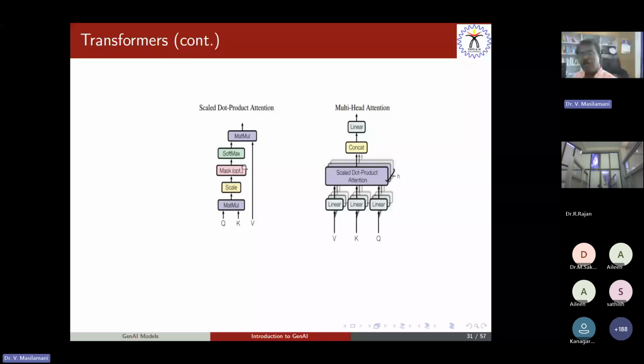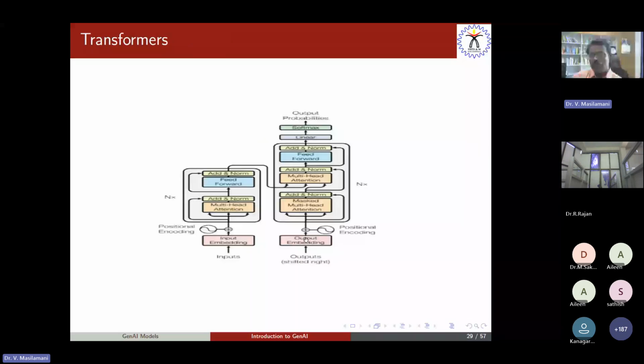What is multi-head attention? You replicate this many times. Each layer is one scaled dot product attention. So let us say H number of scaled dot product attentions are kept like this, and each will give one output vector. You concatenate the outputs of all of them together and feed that as input to another module called a linear layer, a neural network layer, and that will give some output. That is the final output of the multi-head attention model.